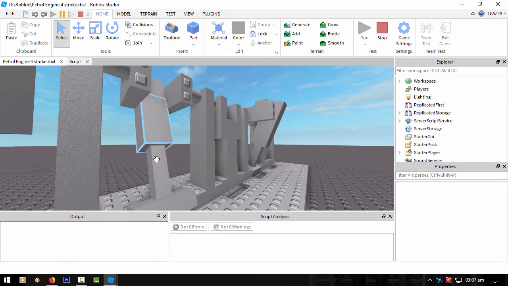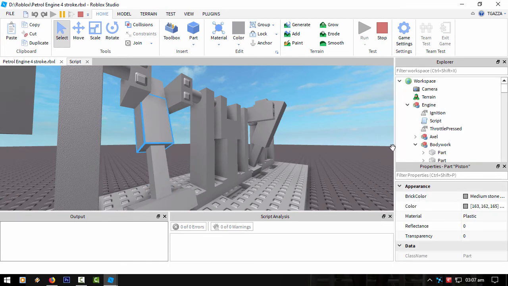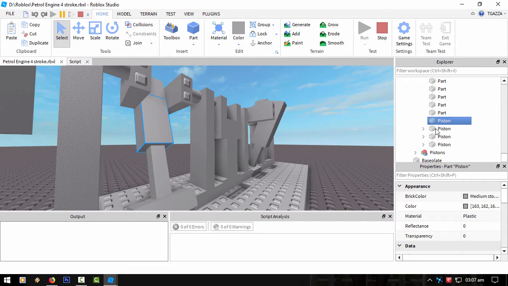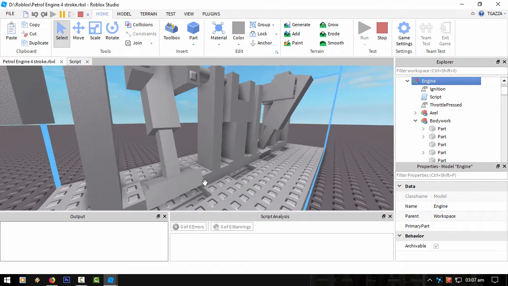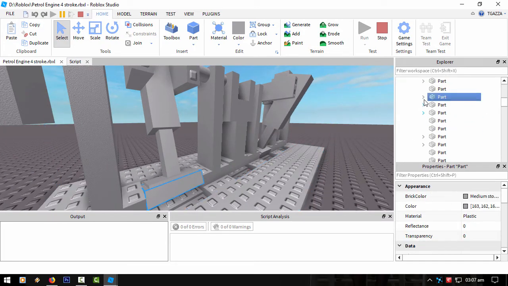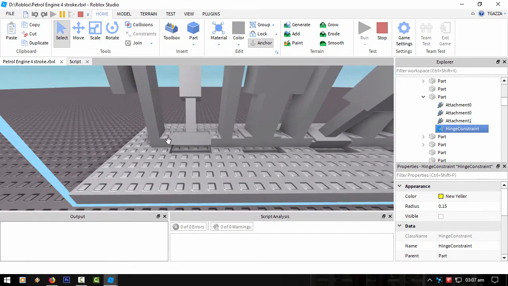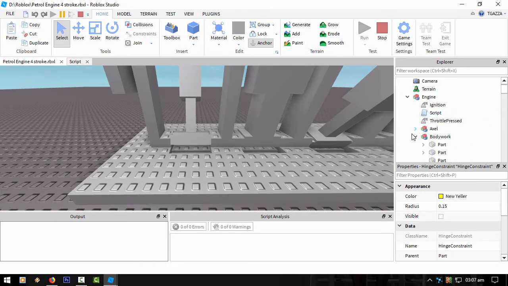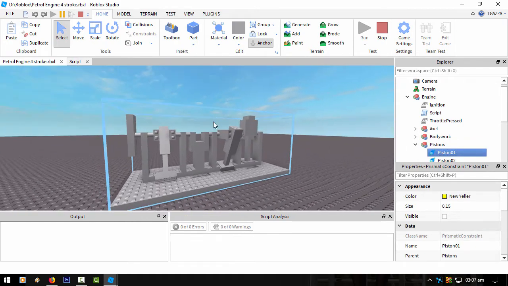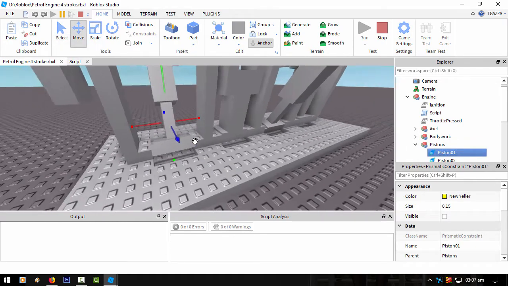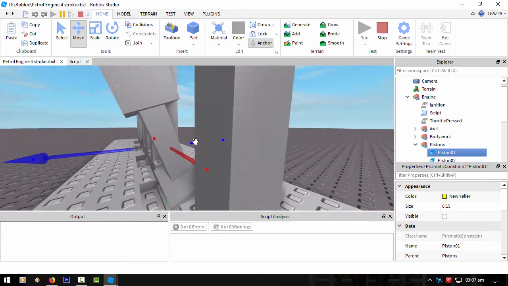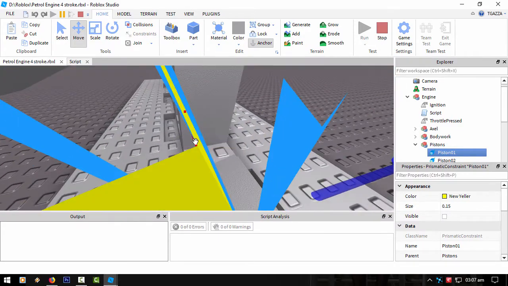So I think it's there somewhere. Let's see if I can find it. Yeah, so we've got an attachment point there, and I think we've got another attachment point down here. Yeah, that's the hinge constraint for that bit, I think. So, where's my... there they are. And which one is that? So that's the one inside there. There we go.